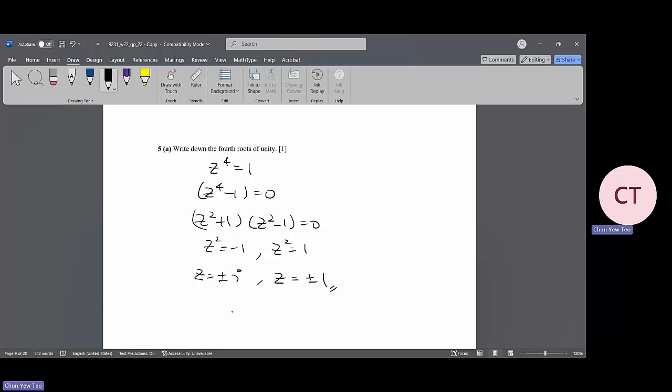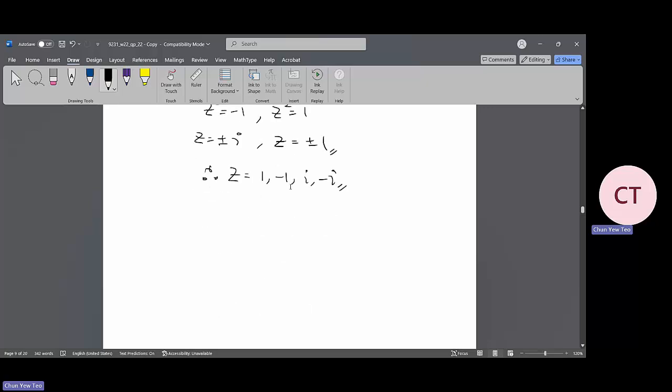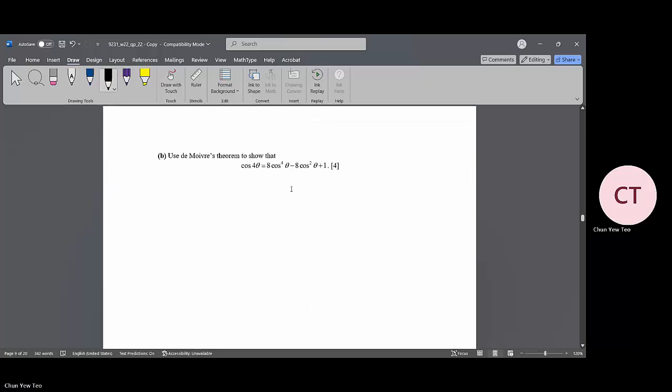So therefore, z equals 1, negative 1, i, and negative i. So this will be the answer for part A. Done. Then I move on to part B. We have de Moivre's theorem. So I use de Moivre's theorem to show that cos 4 theta equals 8 cos to the power 4 theta minus 8 cos squared theta plus 1.